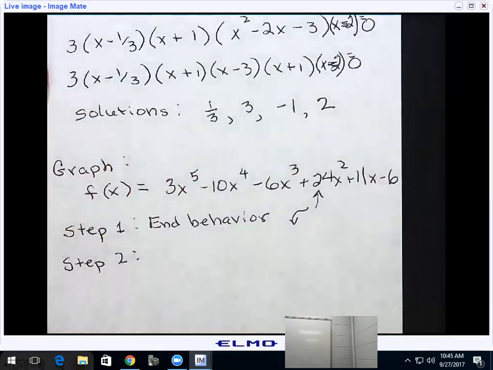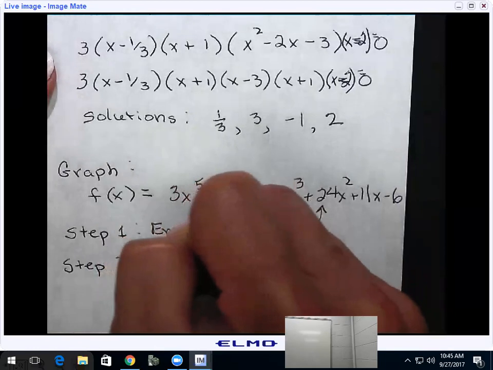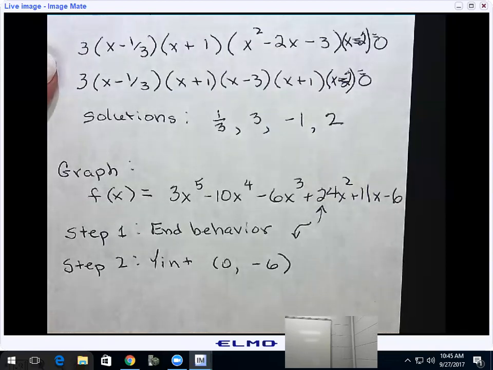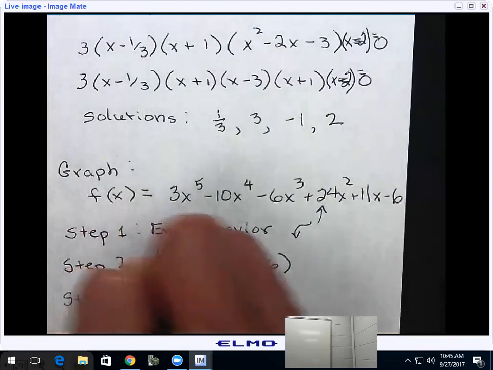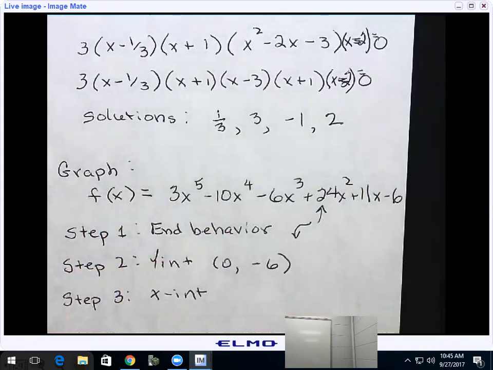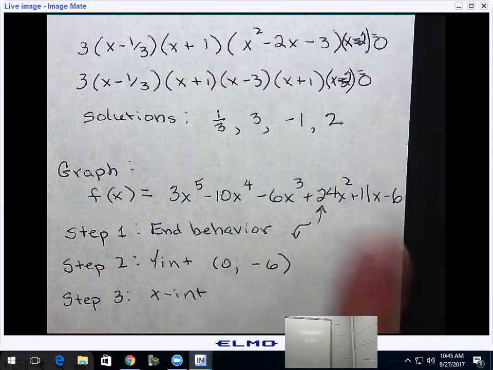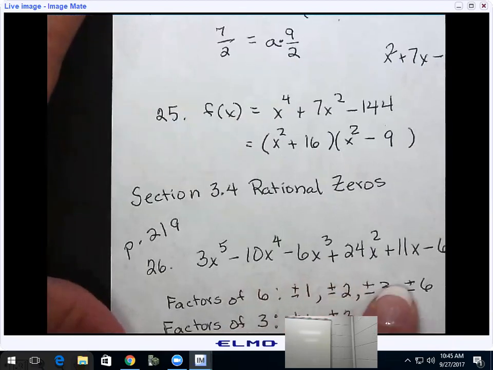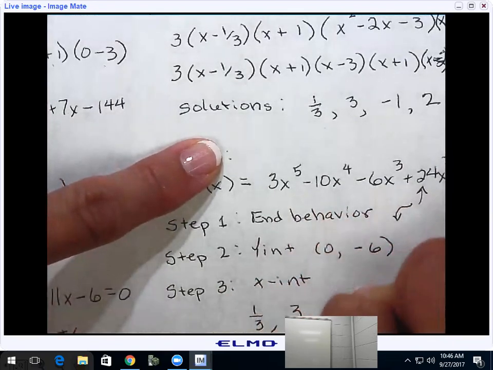And then, what did we find next? It's always easy to find a y-intercept. Just let x be 0, you get y is -6. Until we learned the rational zeros theorem, we could not have found the x-intercepts because we didn't know how to solve that when we set it equal to 0. Well, now we do know how to solve it. It's what we got as an answer to this. So my x-intercepts are 1/3, 3, -1, and 2.